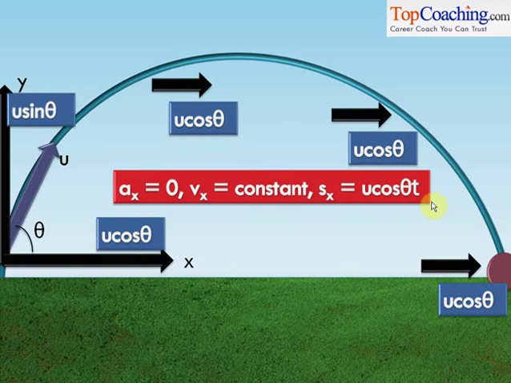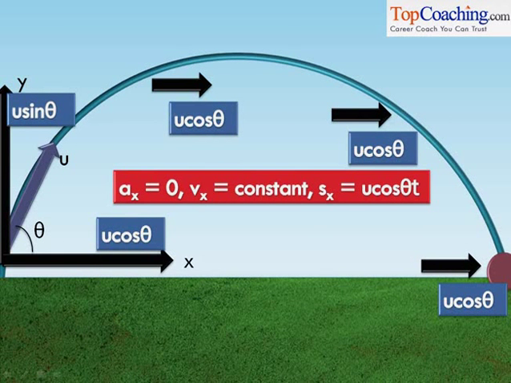As you can see, ax, the acceleration along the x-axis, is 0. Vx, the velocity along the x-axis, is u cos theta. Sx, the distance covered along the x-axis by the projectile, is u cos theta into t. You see, we know that when there is no acceleration, distance is speed into time. Therefore, the distance covered by the projectile along the x-axis is the velocity along the x-axis into the time taken. So Sx is u cos theta into t.